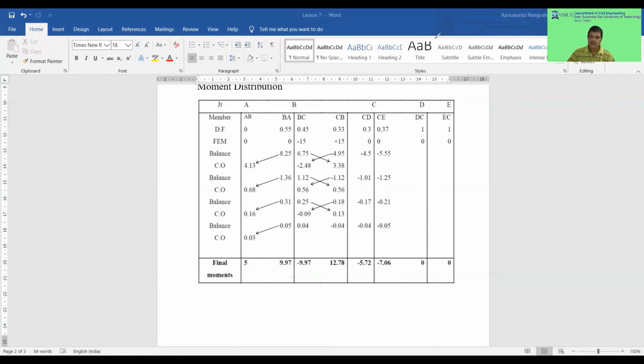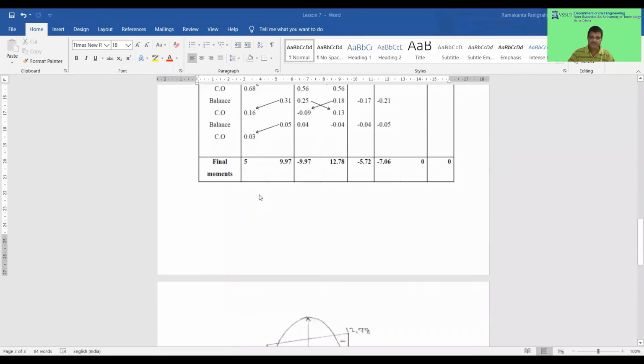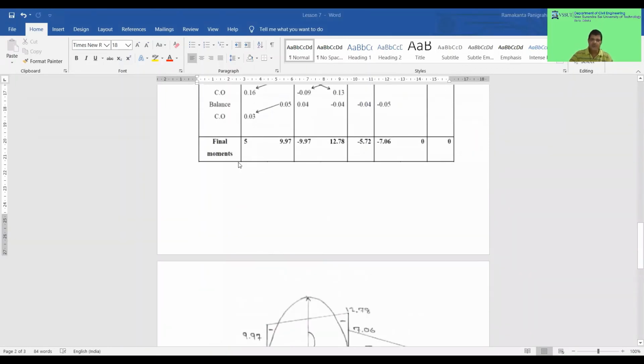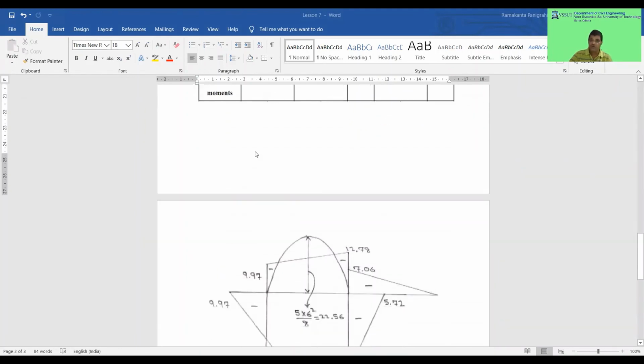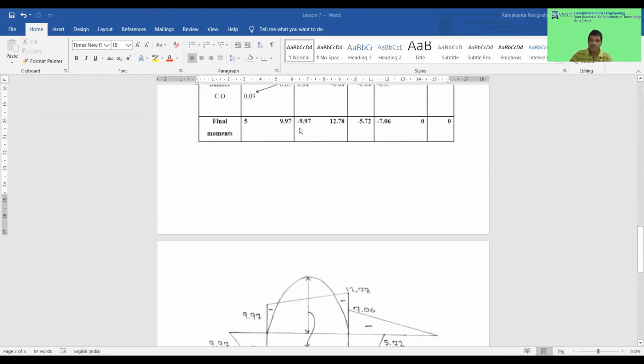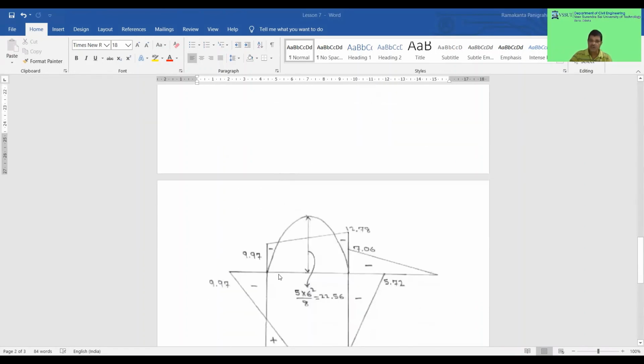Now once all these moments come, we have to go for the bending moment diagram. Now draw the bending moment diagram. Here it is plus 5, so plus 5 means it is clockwise. Clockwise from this side is positive, so you have to show the positive sign here. Inner side positive, outer side negative. Now it is plus 9.97, which means clockwise at this end, so it will be a negative bending moment, minus 9.97, to come to this side.